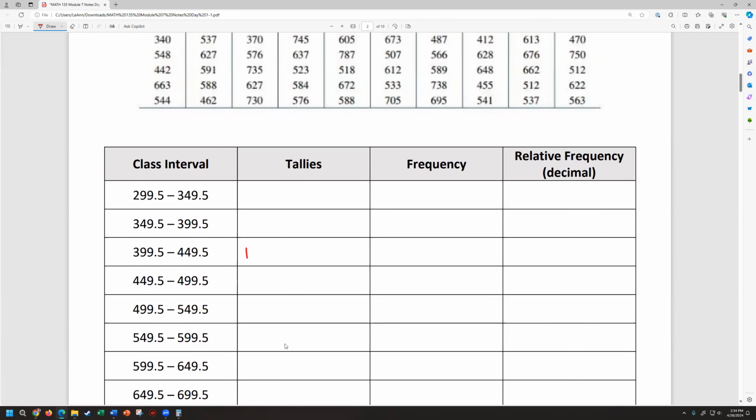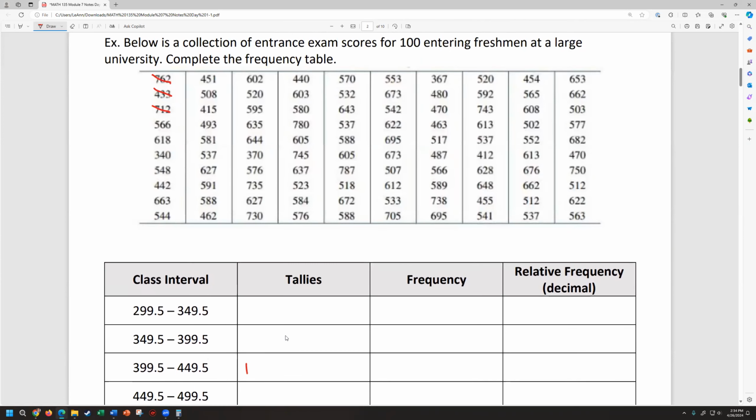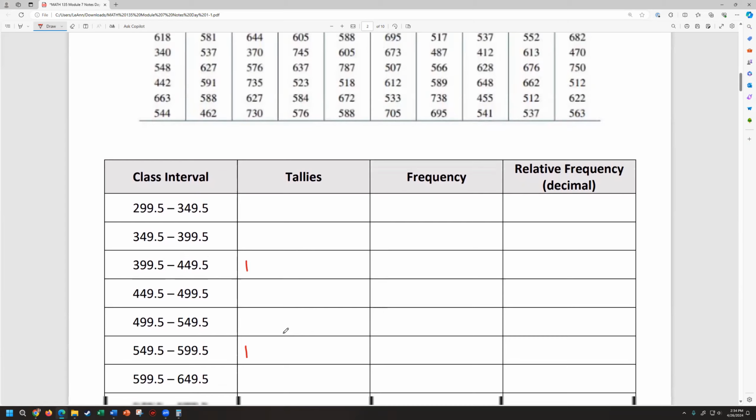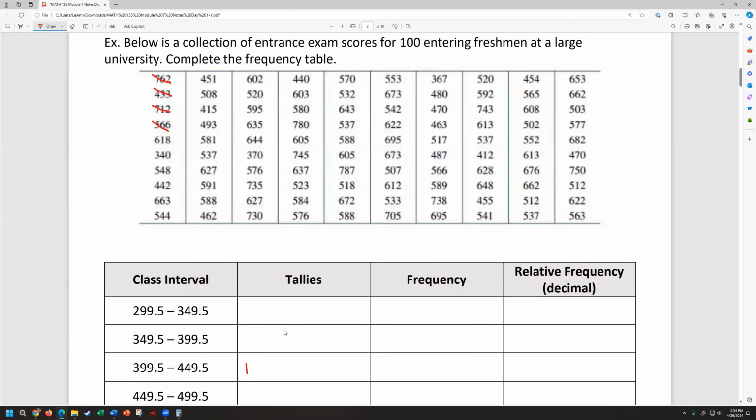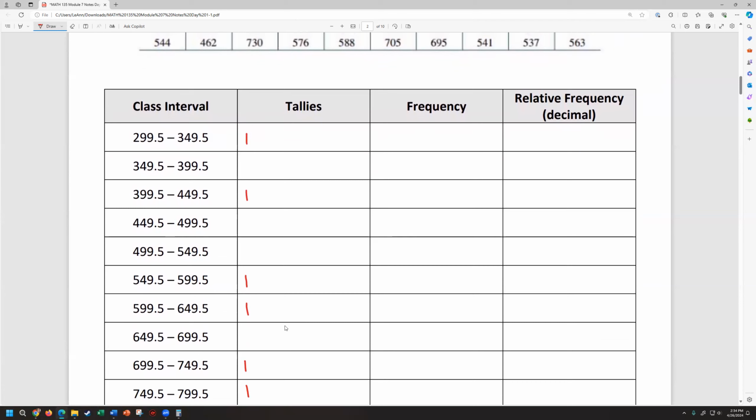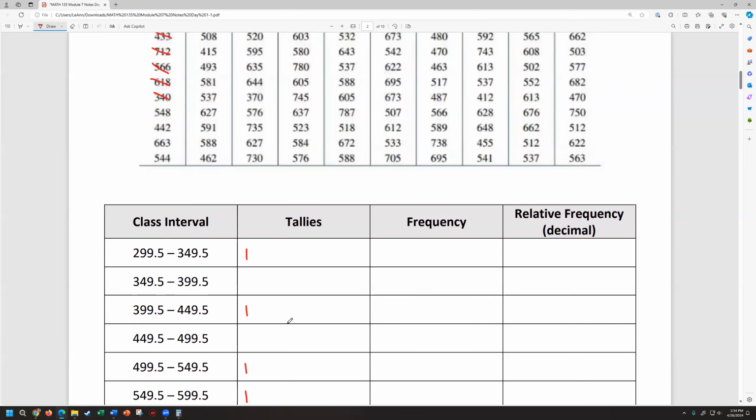566 is going to be between 549.5 and 599.5. 618 is going to be between 599.5 and 649.5. So I'm just trying to find the location for each number. 340 is going to be between 299.5 and 349.5. 548 is going to be right here, 499.5 to 549.5. It has to be less than 549.